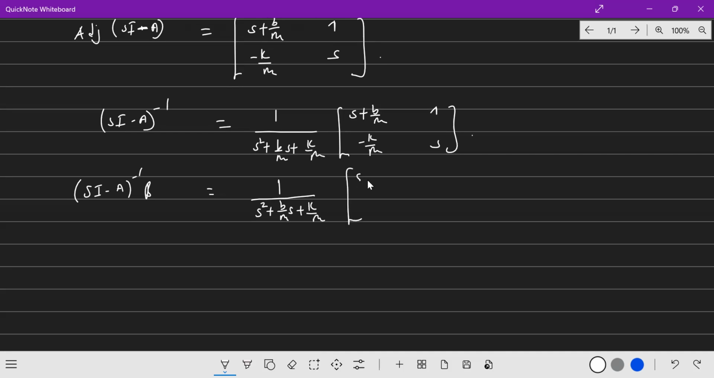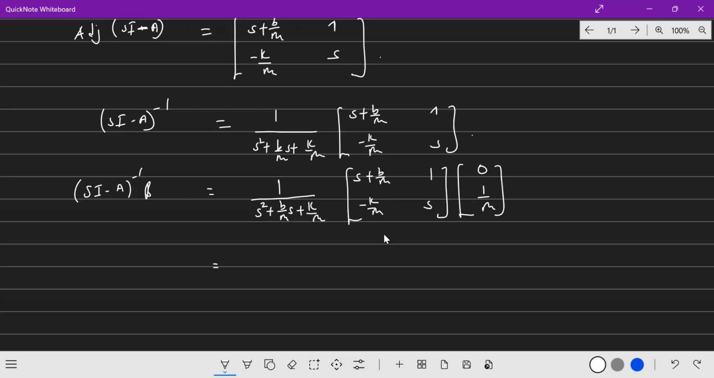Okay. S plus B over M, 1 here, negative K over M. This is S multiplied by matrix B. Matrix B is simply 0, 1 over M, right? So this is just a constant. You can even forget about it at the moment. Let it not confuse you. Just focus on the matrices there. The multiplication here is row by column, remember?